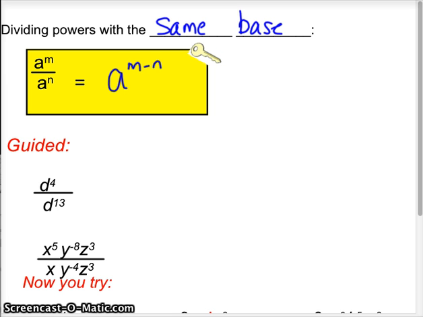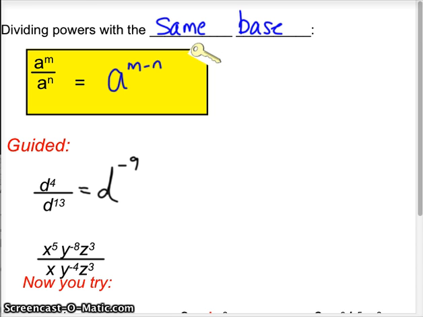So, dividing powers with the same base, again, you end up subtracting the exponents from each other. Now, looking at the next one, d to the 4 divided by d to the 13. This works even when the number in the denominator is larger, okay? So we have the same base here, so I have d to the 4 minus 13. That's going to give me d to the negative 9.